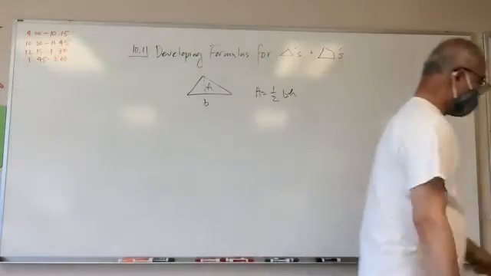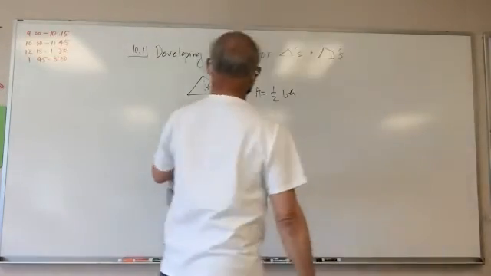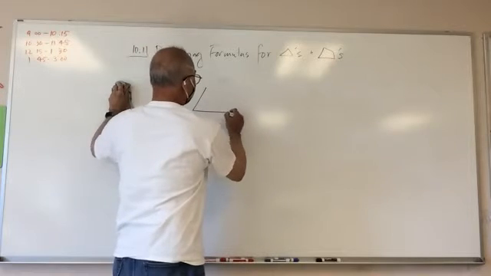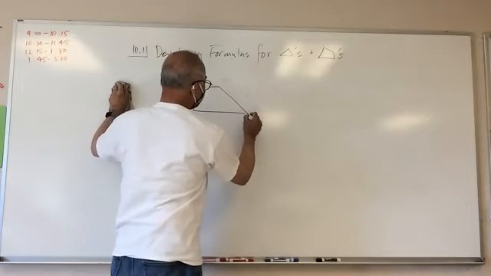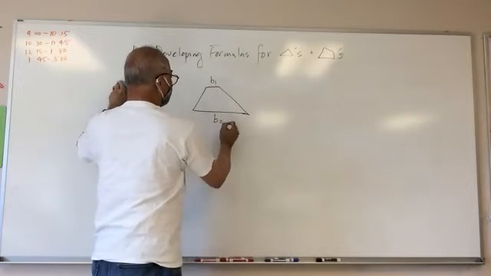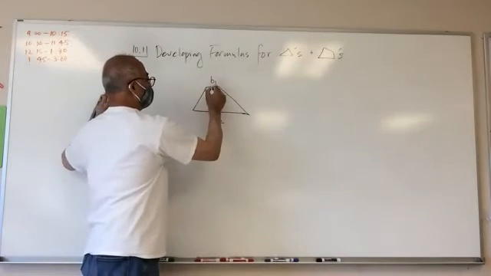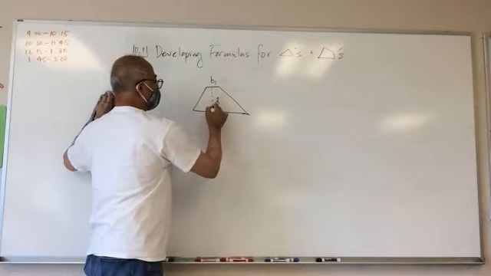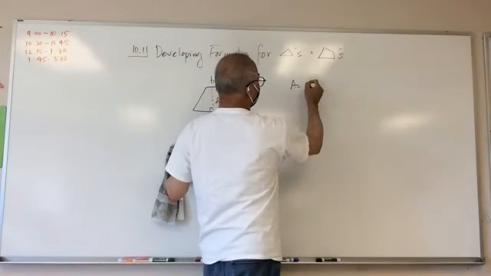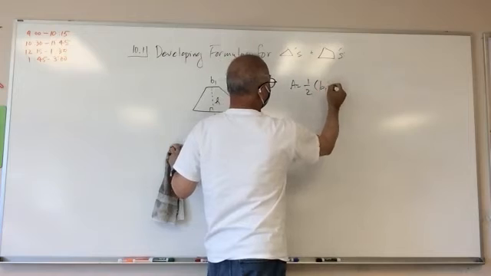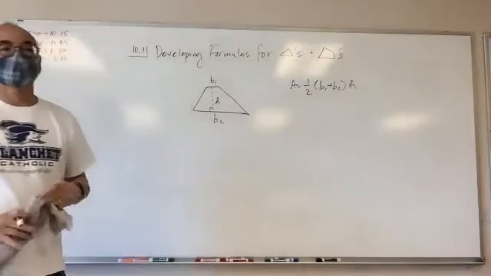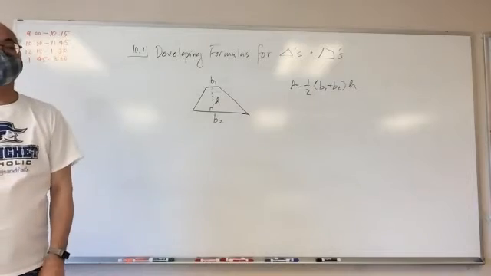Okay, trapezoid. So if I have a trapezoid that looks like this, this is B1, B2. This is the height. Area is going to be 1/2 B1 plus B2 times the height. A little complicated equation. Okay.